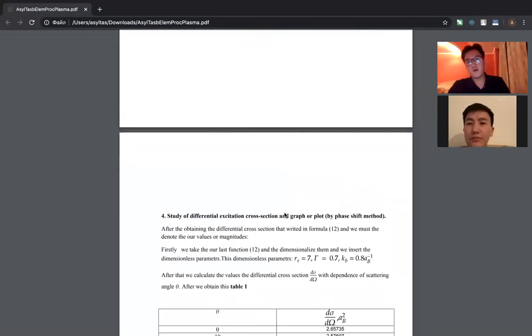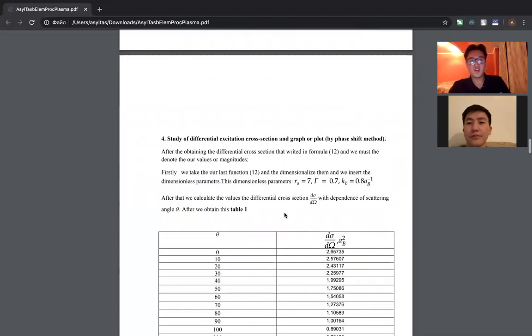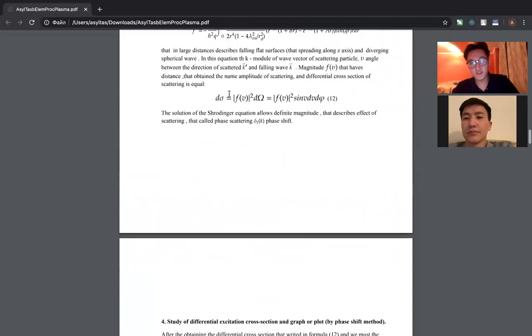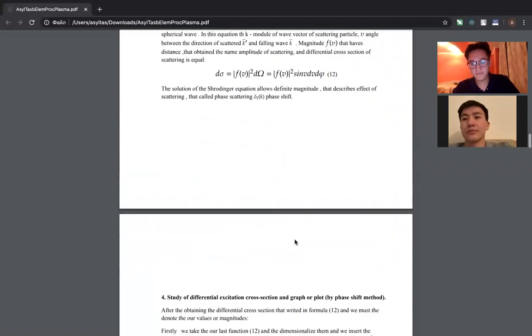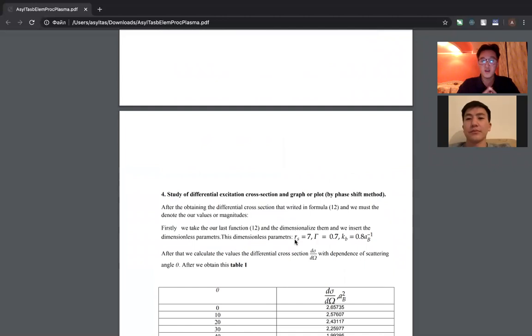For the fourth topic, I chose it because the differential cross section is strongly related to it. It is a study of the differential excitation cross section and its graph or plot by the phase shift method. After obtaining the differential cross-section formula written in the last equation, we must denote our values or magnitudes.